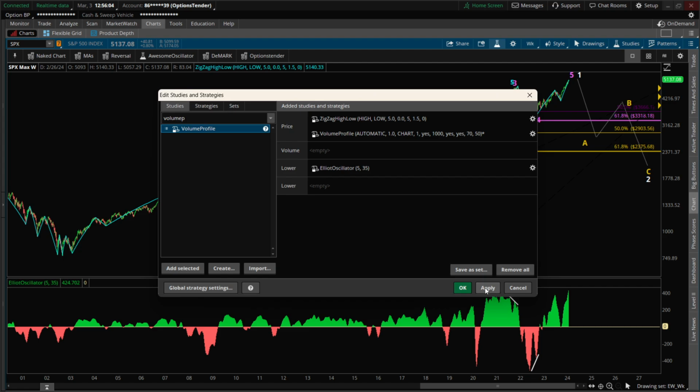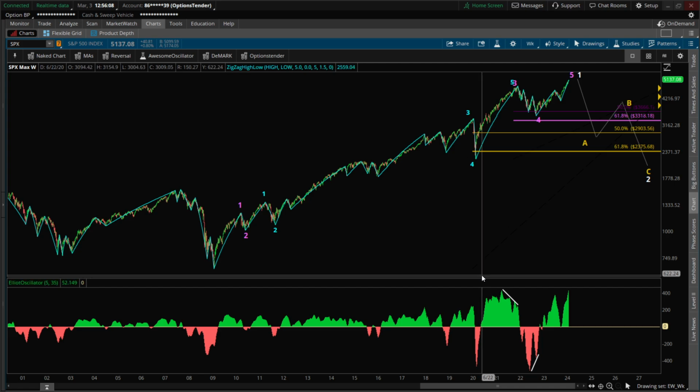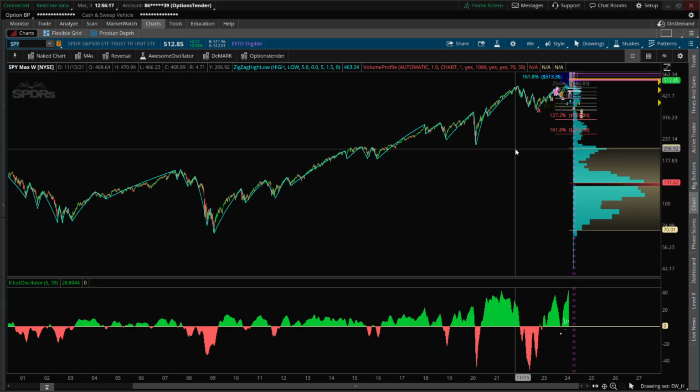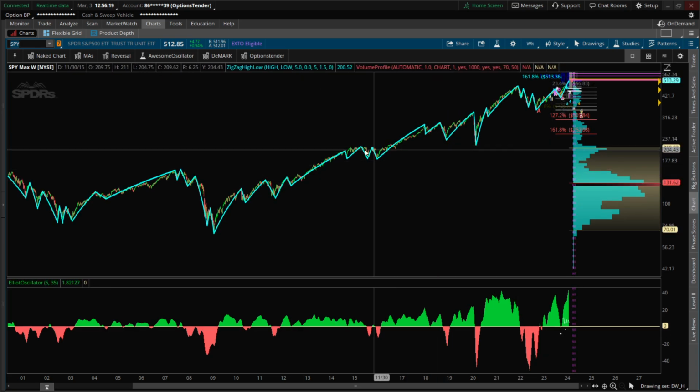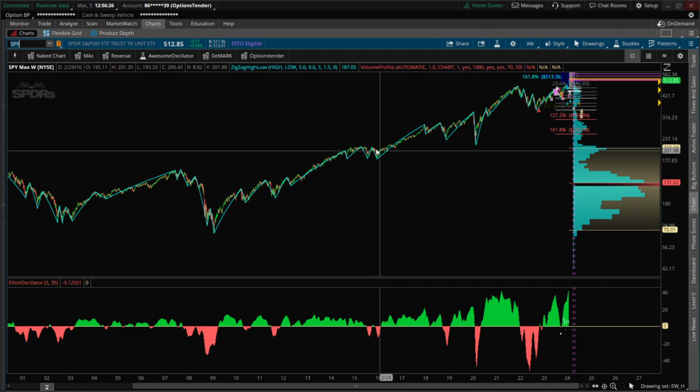Add this onto our chart. And this is a good time to change over to SPY because there's no volume on SPX. So you see we have this consolidation zone here. A lot of people think this is what we're looking at for a correction.